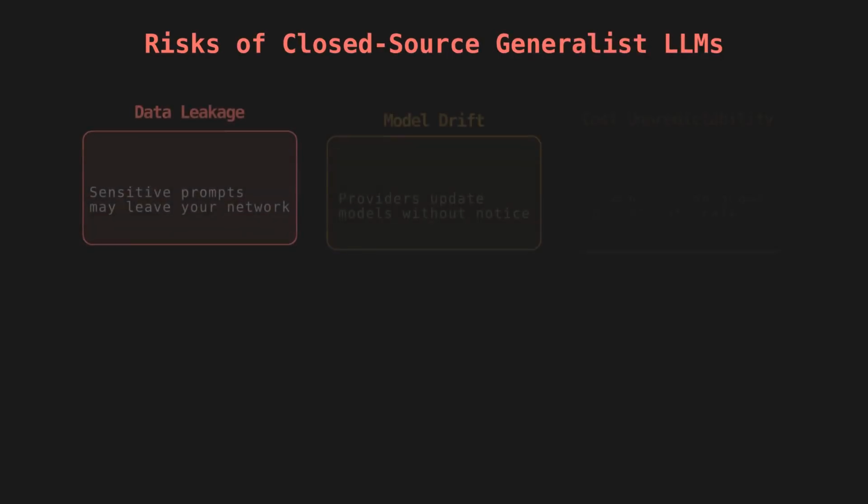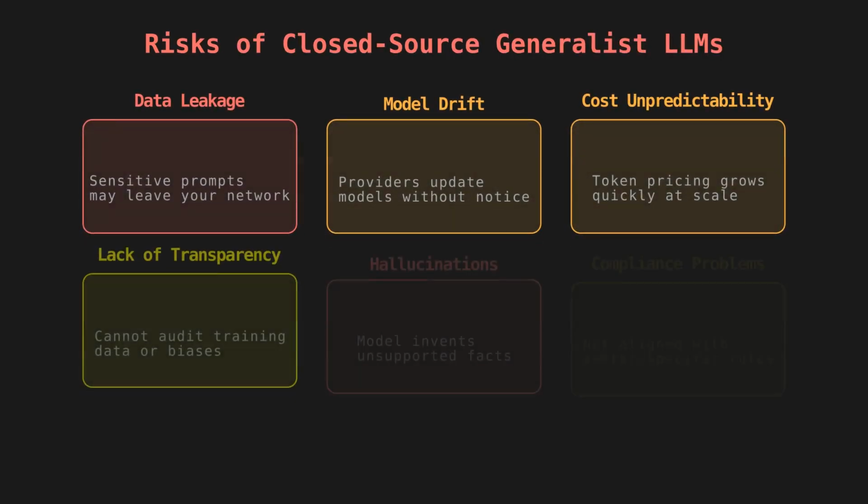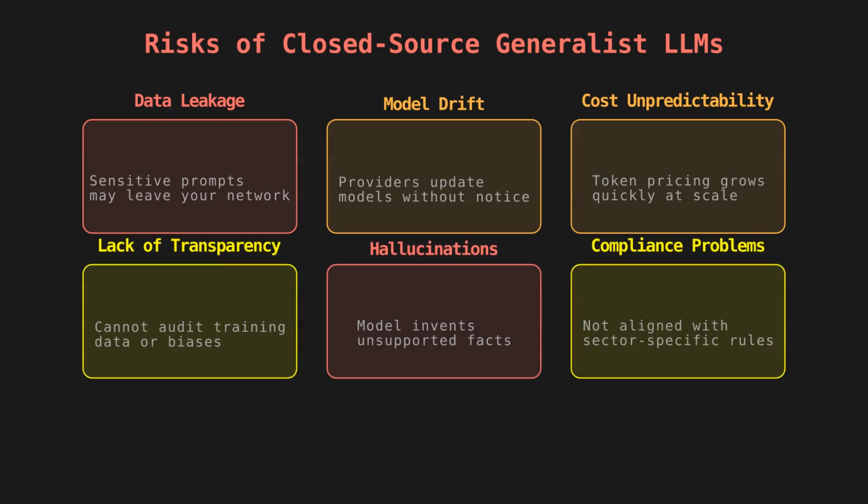Closed-source generalist LLMs are powerful, but they come with 6 real risks that matter for business. First, data leakage. Your prompts may contain sensitive company information that leaves your network and may be retained by the provider.